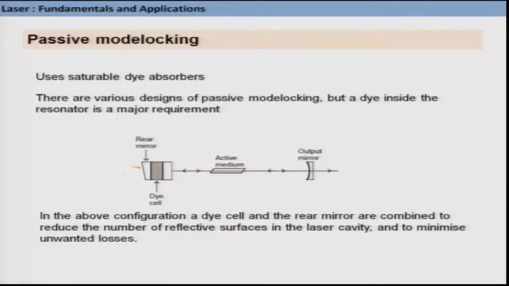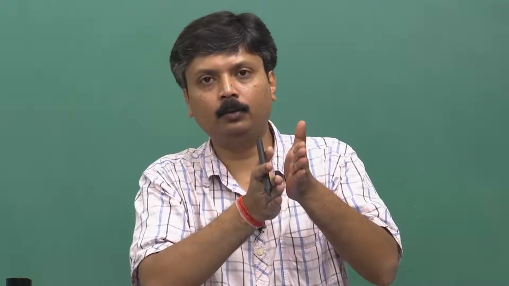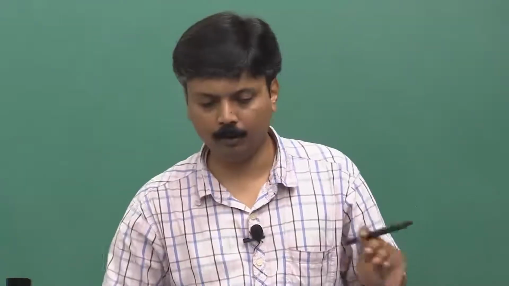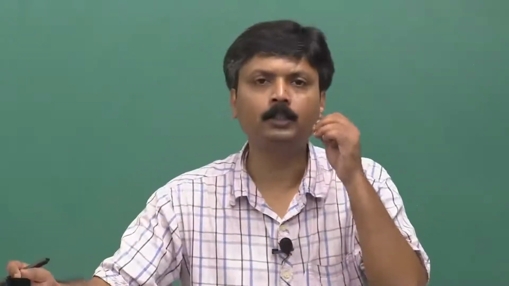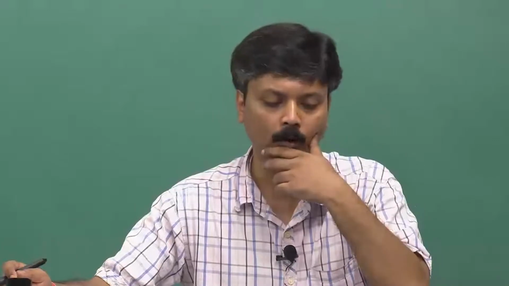Fine. So I can imagine it as a container whose inner wall is a high reflecting mirror, and then I have this dye solution inside. So I minimize the loss in that case. Now let us look into the detail of this passive mode locking, how it works.